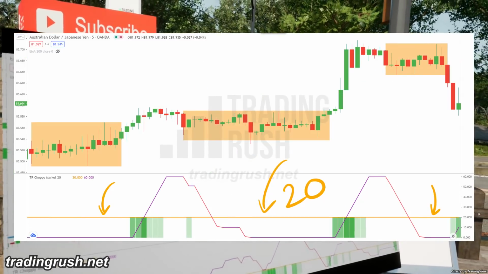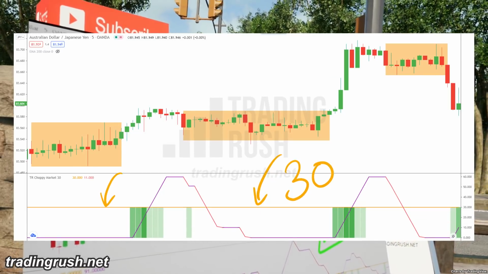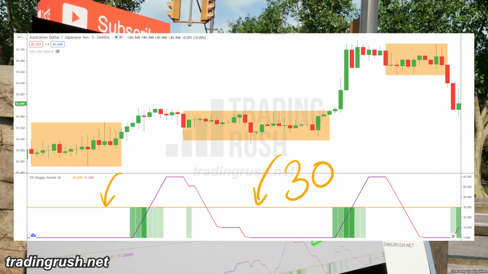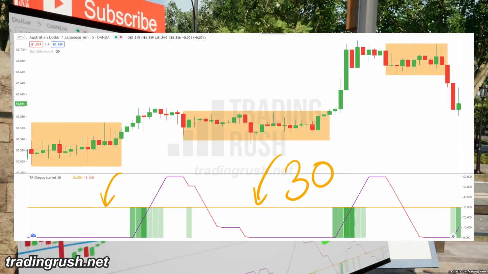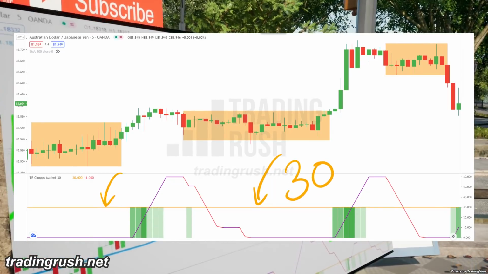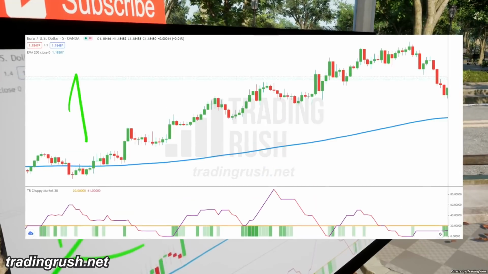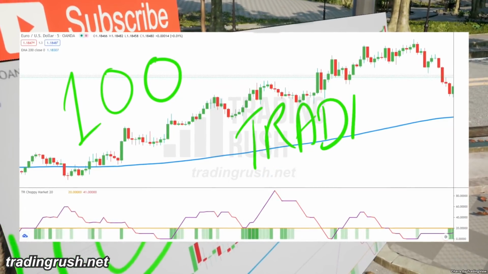By default, the Trading Rush Choppy Market will come with a horizontal line that you can adjust. If you notice that on a particular chart 50 is the level that differentiates the good versus bad market, you can simply move the horizontal line to 50, and with that, you will also adjust the size of the green bars.